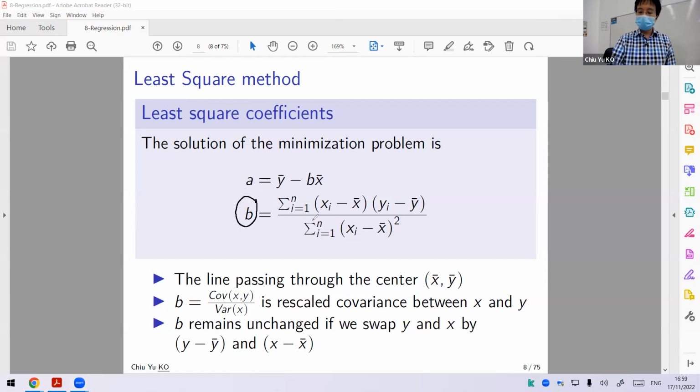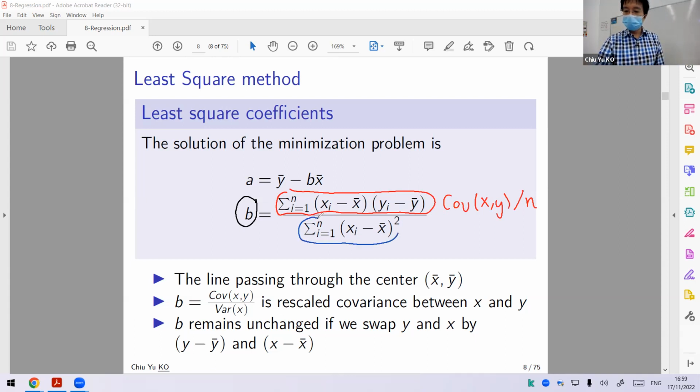And the second one probably would not surprise you as well. B is also something that you would not be too much surprised by. It turns out to be a fraction where the numerator is something familiar, which is the covariance part. If you ignore the denominator, this is covariance over n, right? And if you look at the denominator, it is just the variance of x over n, right? So basically it's covariance over variance.